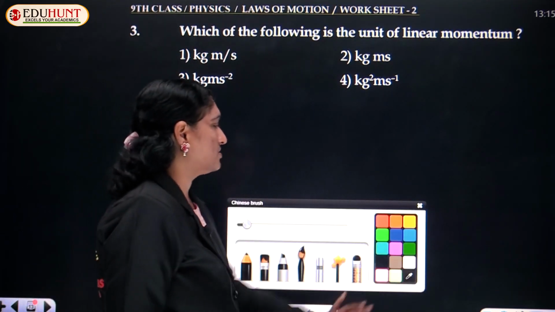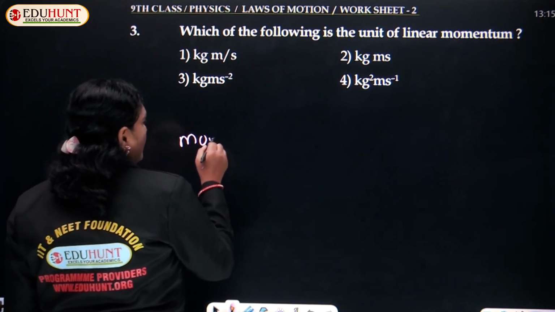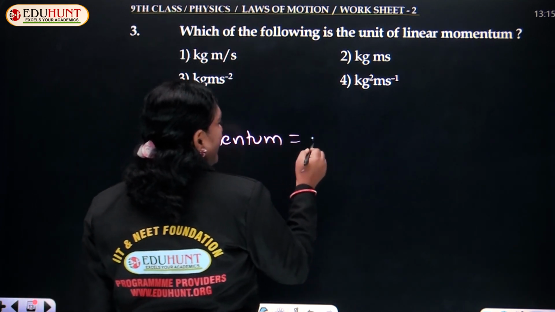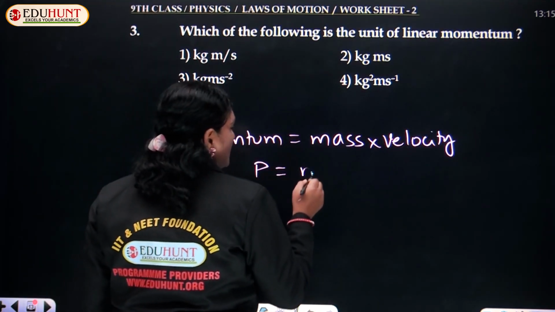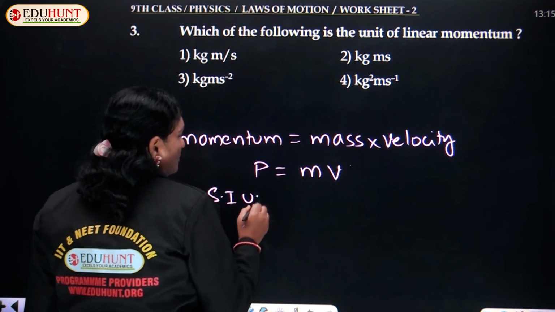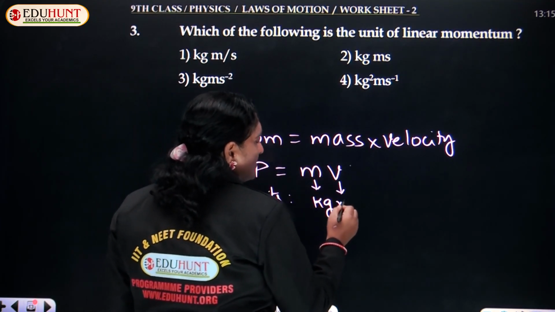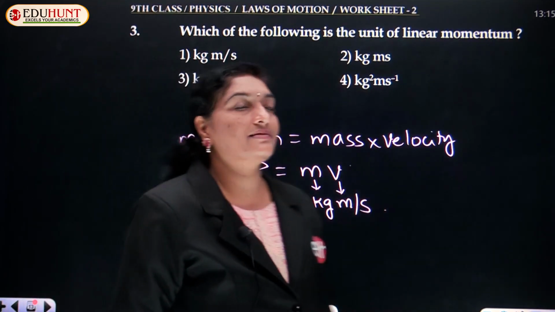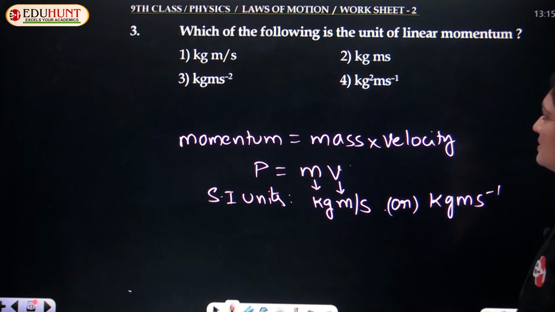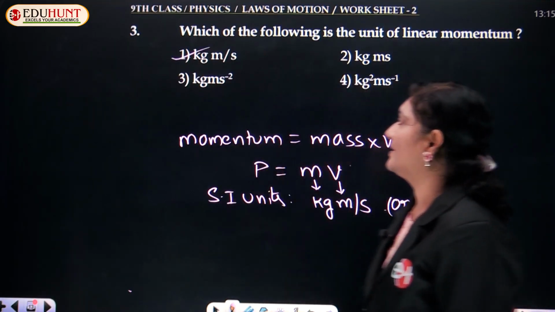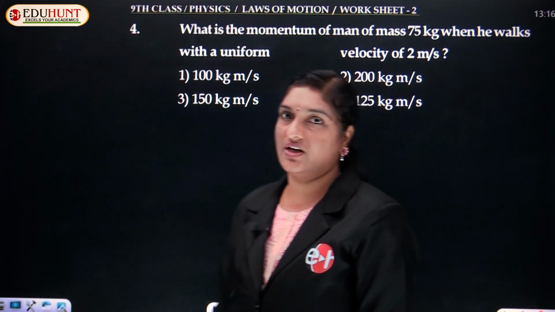Question number 3, my dear children. Which of the following is the unit of linear momentum? Just now we have discussed that the linear momentum or simply momentum is given as the product of mass and velocity, indicated with the letter P, which equals mv. If you would like to represent the SI units of momentum, the SI unit of mass is kg, whereas velocity is measured in meter per second. Hence, it is written as kg meter per second or simply kg meter second inverse. So, the correct option is the first one, kg meter per second. Get it children? So, let us move to the next question, that is question number 4.